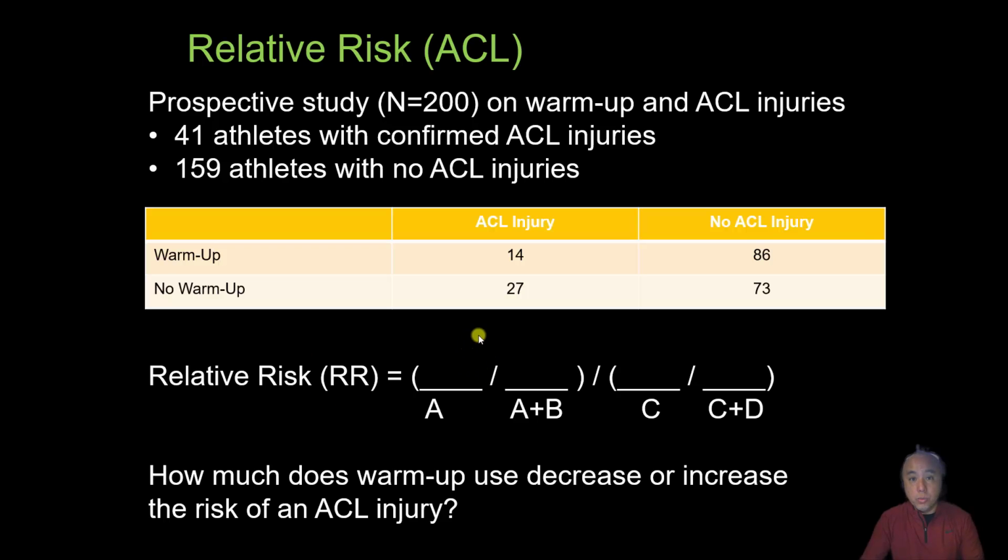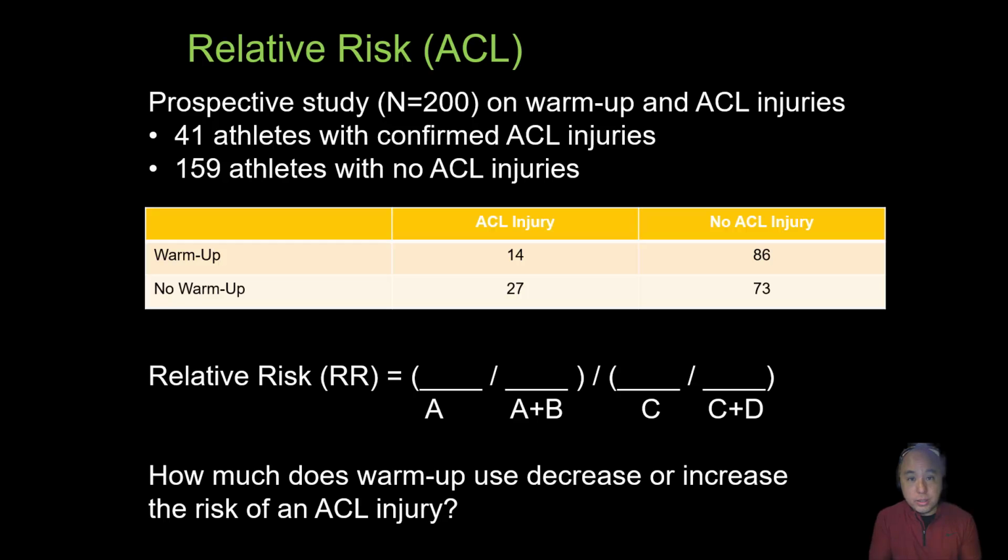So we'll calculate the ratio of risk by calculating the risk first in the warm-up group. So that would be 14, put it here, divided by the total in the warm-up group. That's 100, so that's 14%. And you do the same thing for the unexposed group, the non-warm-up group. That would be 27 divided by 100, because there's 100 in each group. So that is a risk of 27% in the non-warm-up group. Take the ratio between the two, and what do you get? How much does warm-up use decrease or increase the risk of an ACL injury?